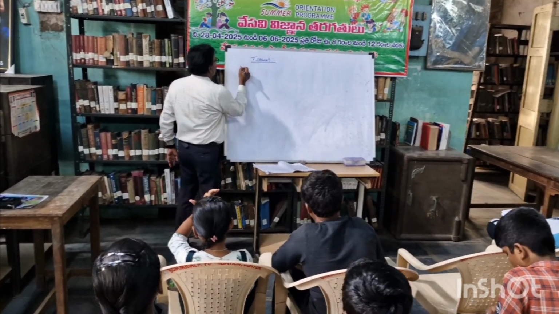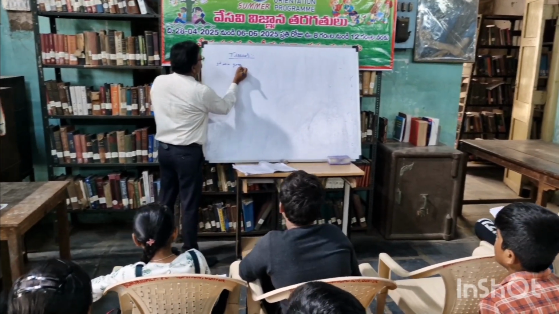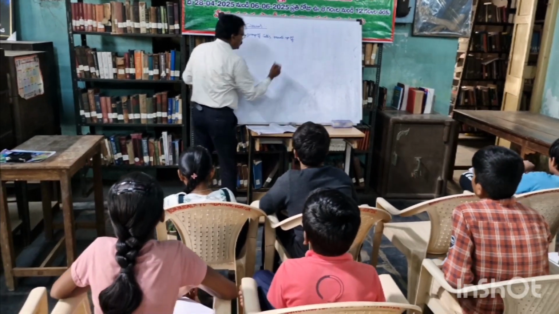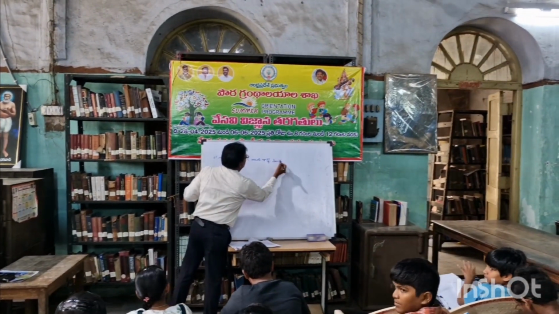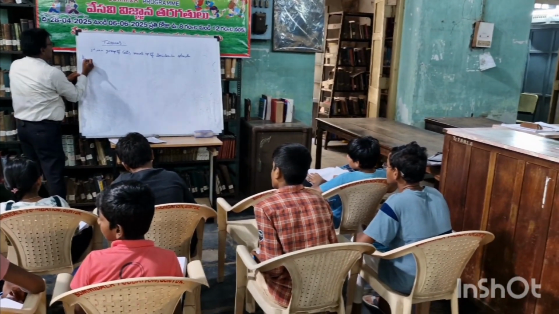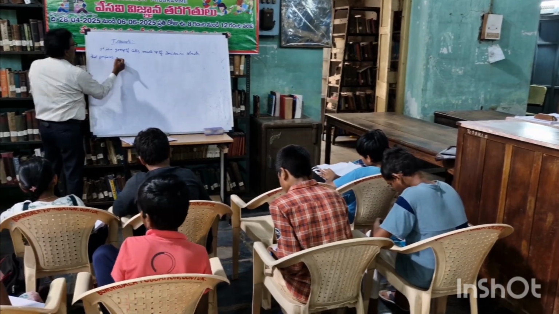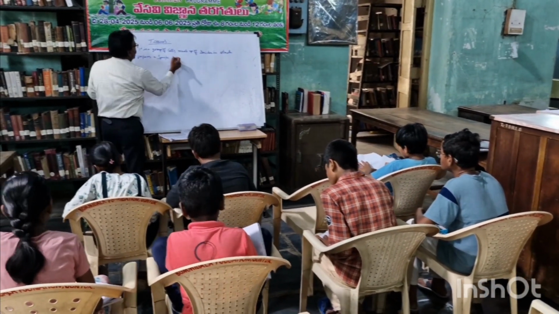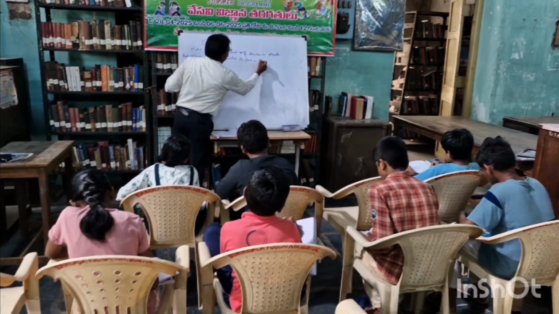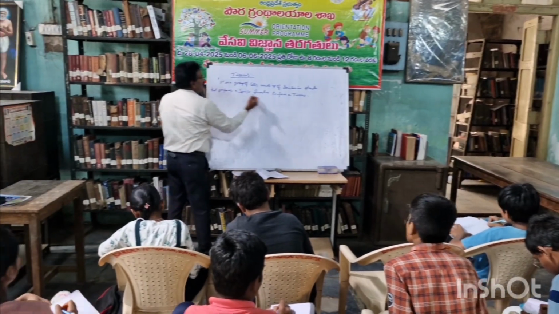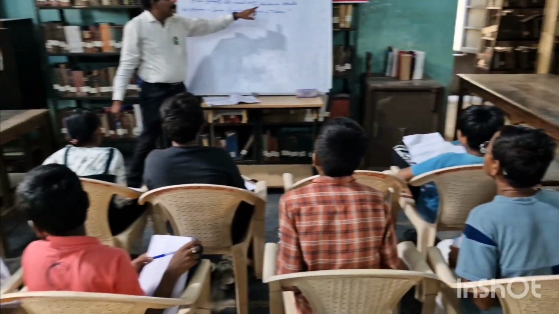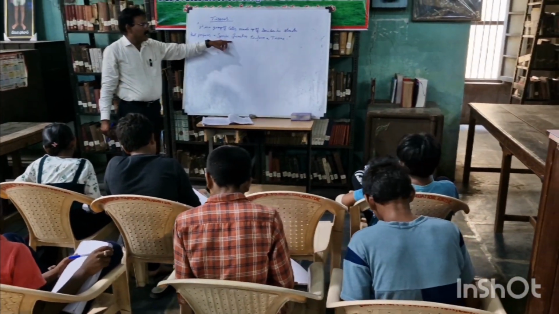So tissue means it is a group of cells, made up of similar structure, that performs a specific function to form a tissue. So this is the definition of tissues.